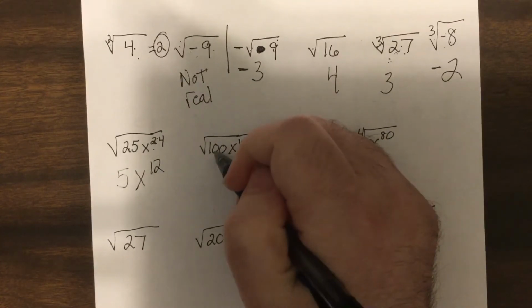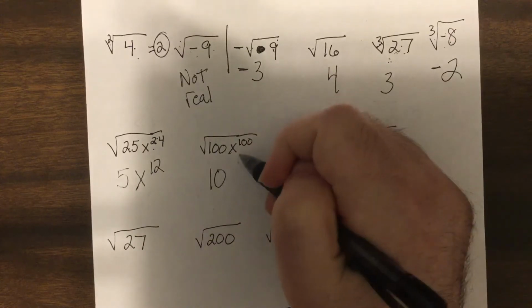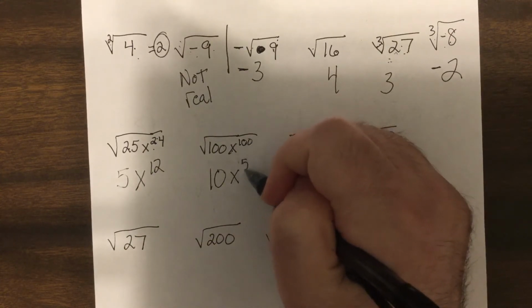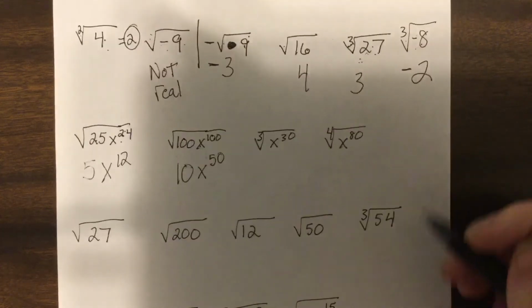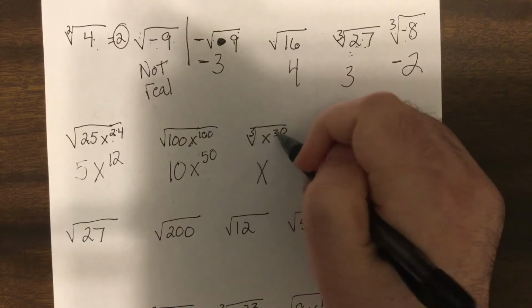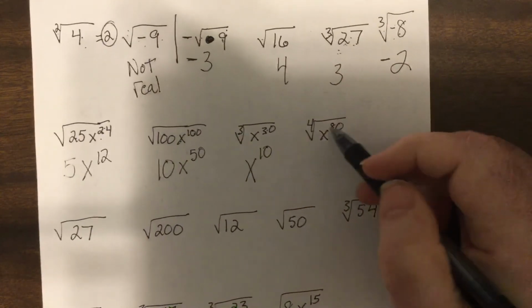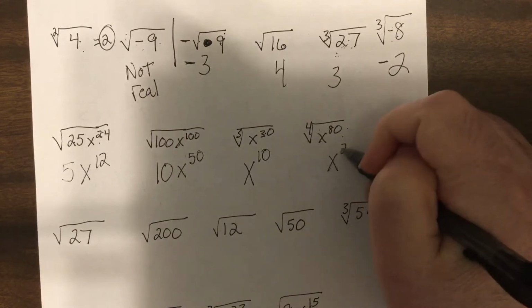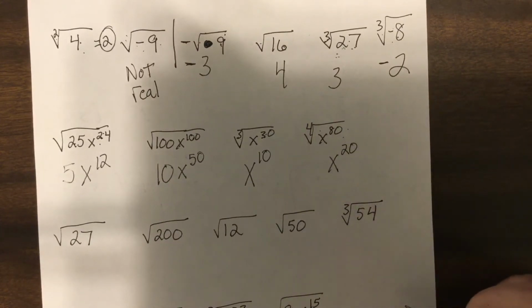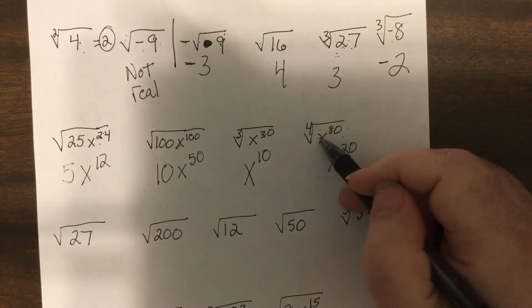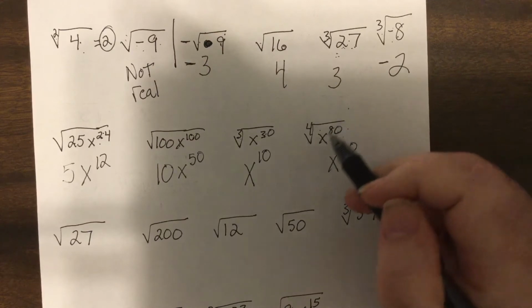So this one, what do you square to get 100? That's 10. X to the 100 would be x to the, divide the power by 2. So here, cube root, you divide the power by 3. So 4th root, divide the power by 4. Because what you're saying is x to what power to the 4th? X to the what times 4 is 80, which is 20.